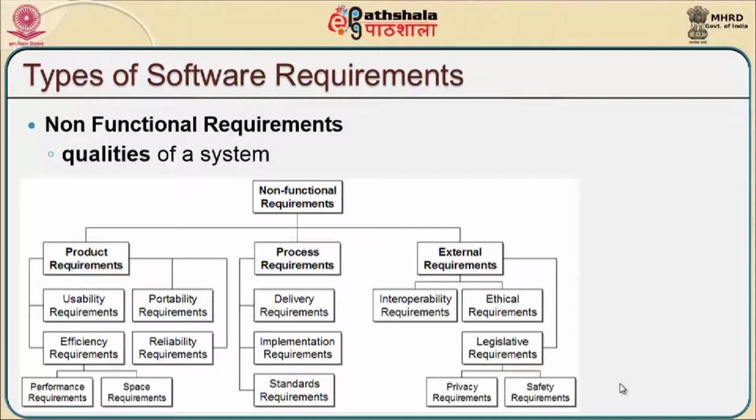And the third category of requirement is external requirements, where we talk about interoperability, ethical requirements, and legislative requirements like privacy and safety. So anything that is compromised in these categories of non-functional requirements would not fetch a very good quality system. So non-functional requirements, apart from the technicality of the project, apart from the behavioral capacity of the project, prove to the end user community that this is a quality project.